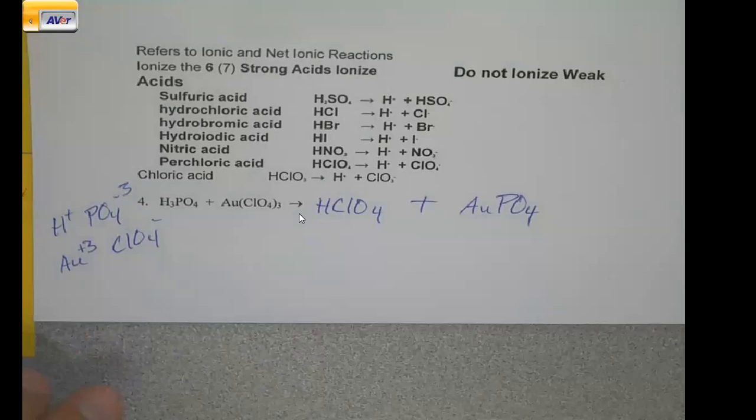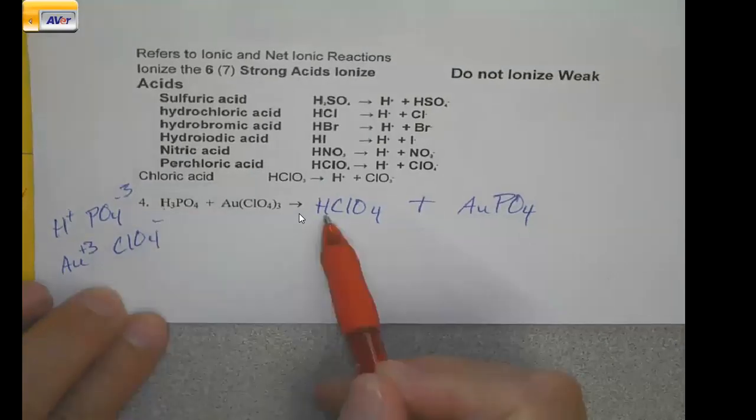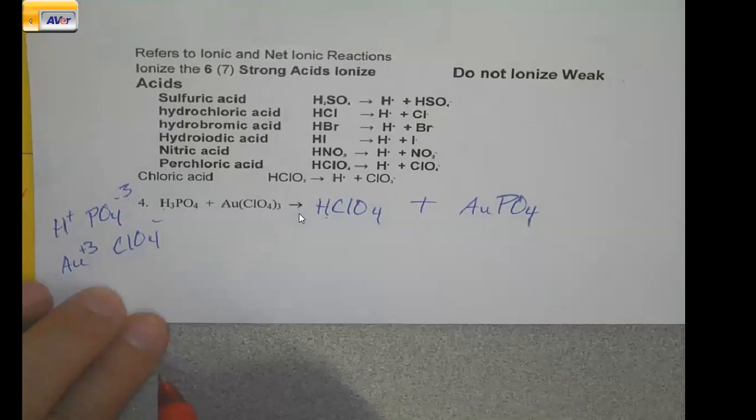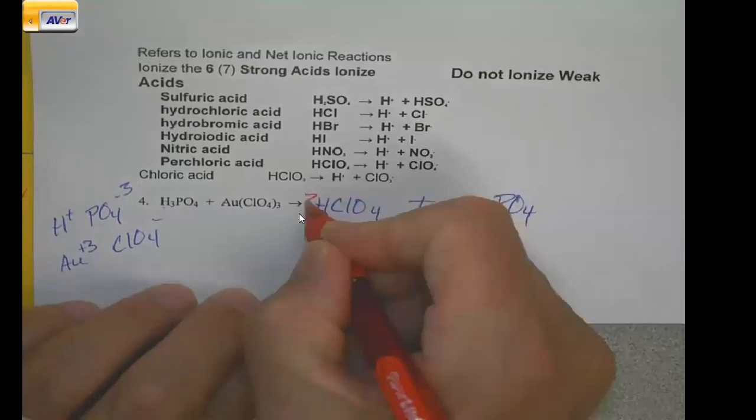So we have 3 H's here and we have 1 H there. What do we do? Put a 3 through. And where do we put the 3? Next to that, behind the H. There we go. Okay, good.